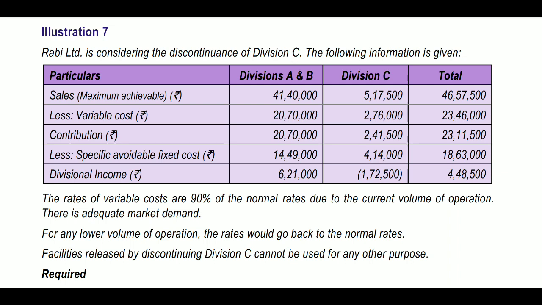Next, they provided the information: sales minus variable cost, contribution, specific variable fixed cost, divisional income. So we got that one piece of information, that is the expected loss. If we continue division C, we will get a 1,72,500 rupees loss. Now we will calculate, if discontinuance happens, what is the fixed cost and what is the cost to be incurred when reopening division C.